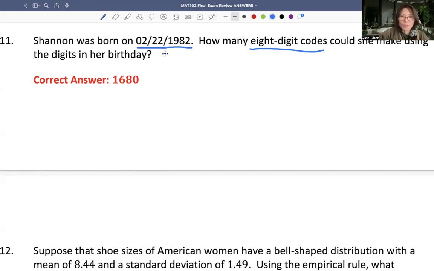So the digits in her birthday, we have 0, we have 1, we have four 2s, 2, 2, 2, 2, then 8, then 9, right? So 8 digits in her birthday. So we have 1, 2, 3, 4, 5, 6, 7, 8. So an 8-digit code. So this is a code.